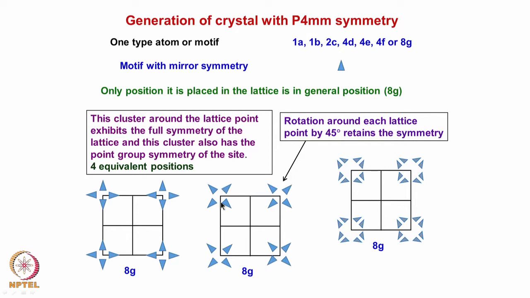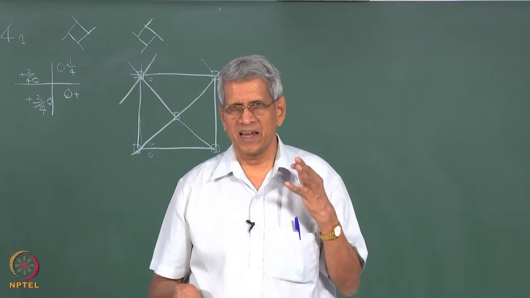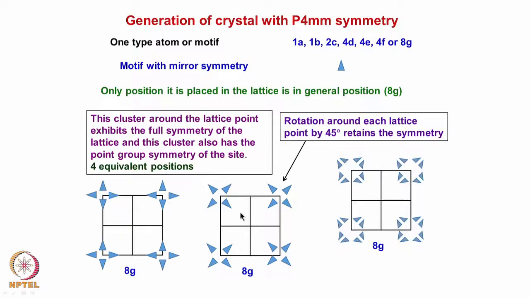So, suppose I try to put this motif at a position where the mirror symmetry does not match. That means I put the motif somewhere here at this particular point. Then what will happen? 8 motifs have to be kept, correct? Though the motif has a 2m mirror symmetry, unless we keep it at 8 positions, it will not satisfy the symmetry of the lattice. That is what one should remember.